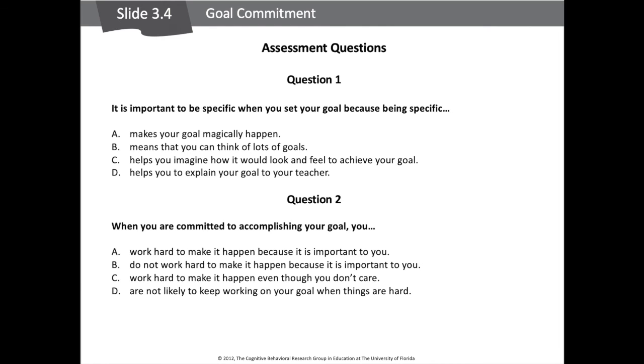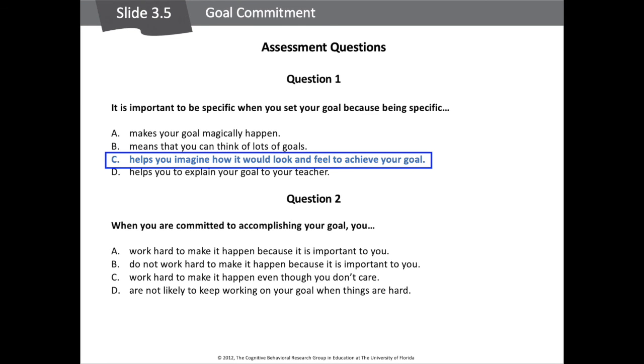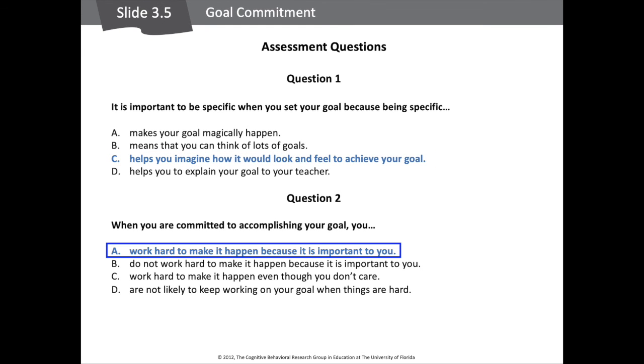For question 1, if you selected C, you're correct. It is important to be specific when you set your goal because being specific helps you imagine how it would look and feel to achieve your goal. For question 2, if you selected A, you're correct. When you are committed to accomplishing your goal, you work hard to make it happen because it is important to you.